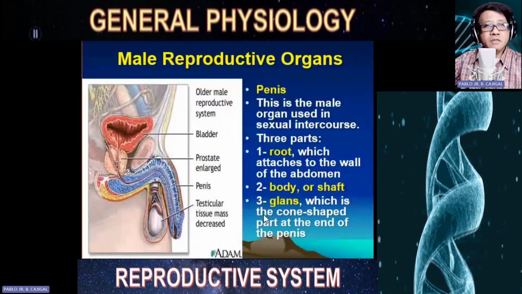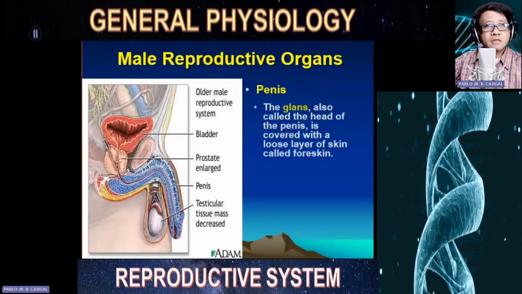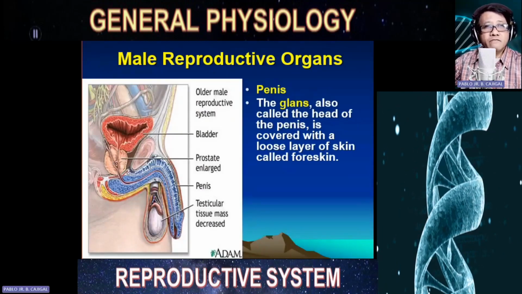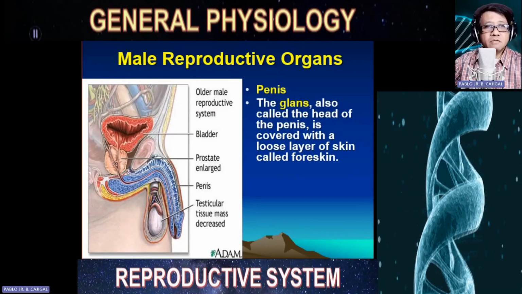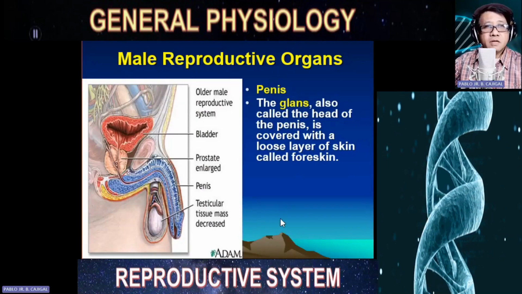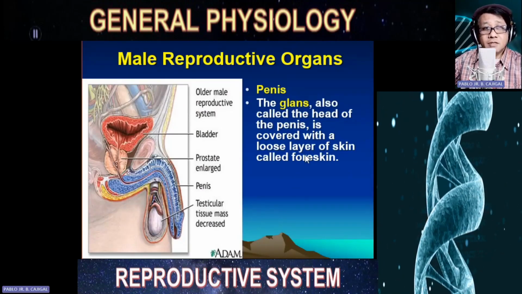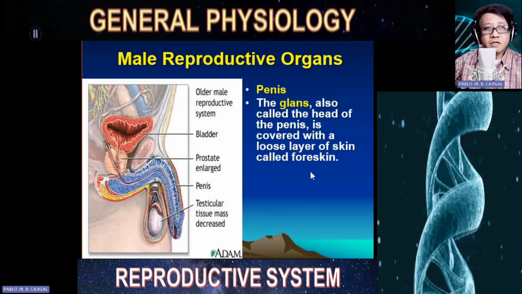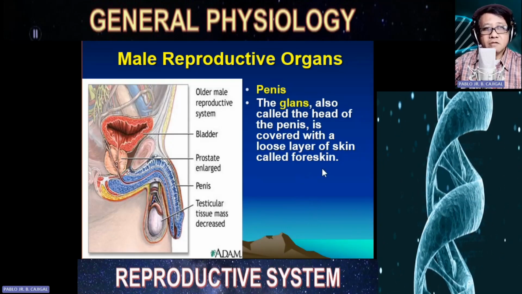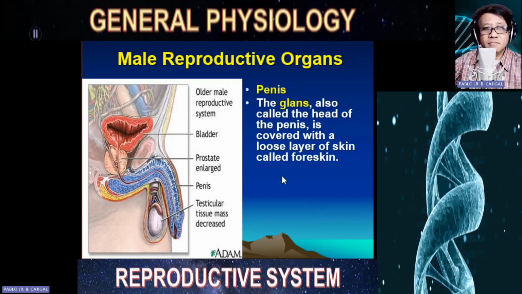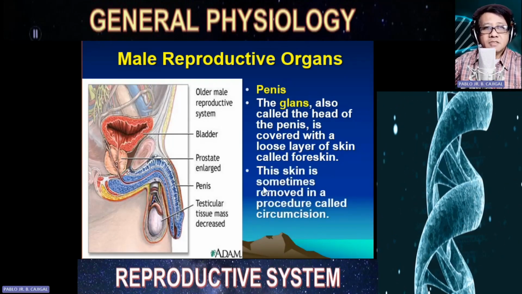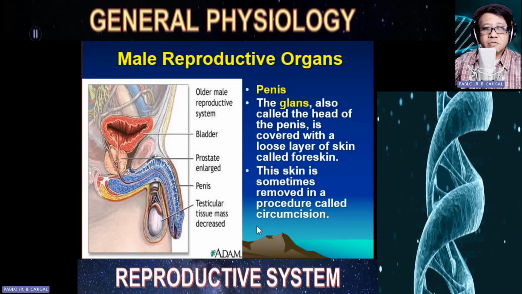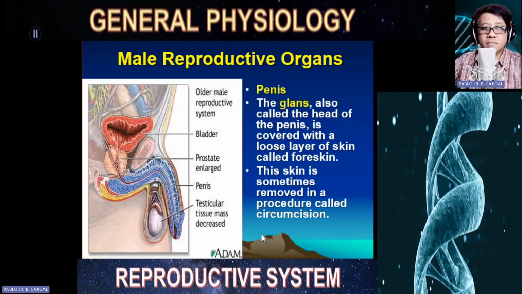The glans penis, also called the head of the penis, is covered with a loose layer of skin called foreskin. So for those who are not circumcised, this is what you see, right? When there is foreskin, you're not yet circumcised. When it's removed, it means you're circumcised. This skin is sometimes removed in a procedure called circumcision.